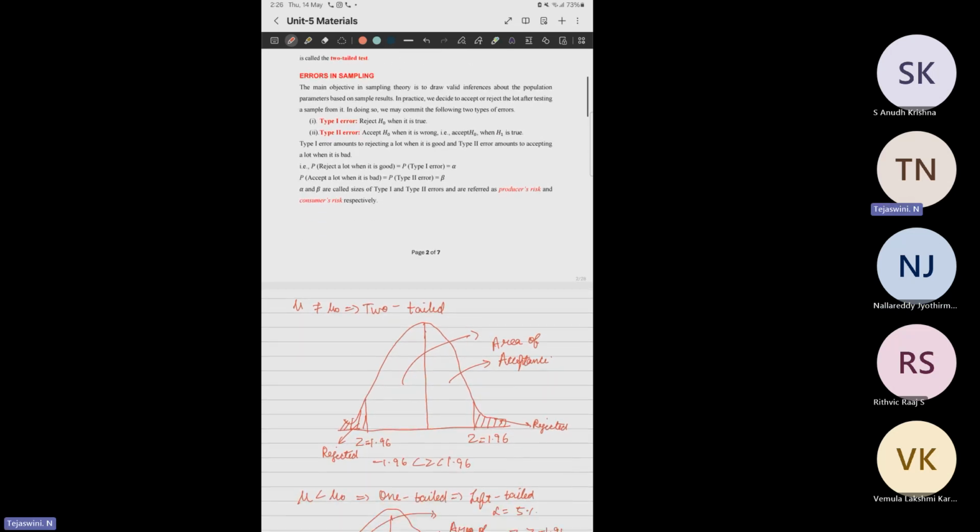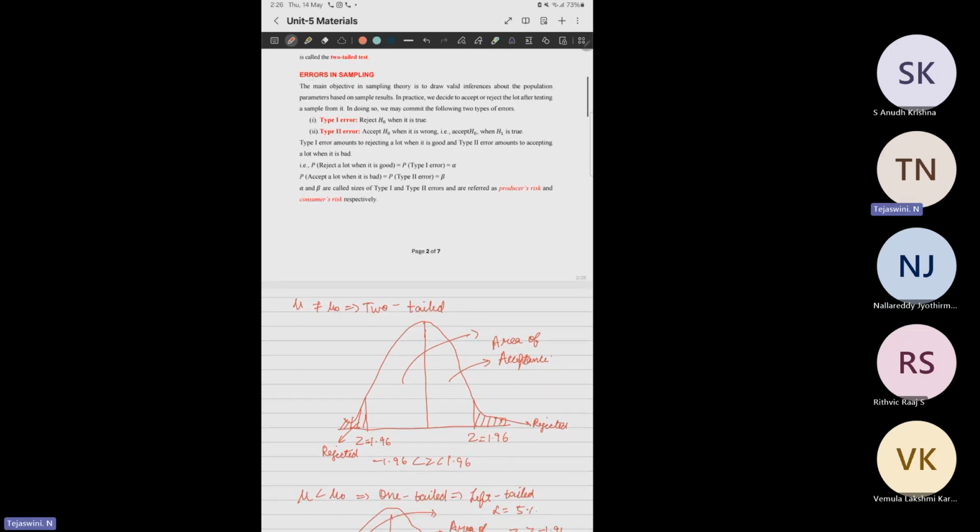Okay. So basically, what is errors in sampling? Errors are like, we assume something and then we just work on the data set. Almost all the times it will be correct, but sometimes it can be incorrect. For example, h naught may not be true, but we will accept h naught according to the data we get. Otherwise h naught might be true, but we have to reject h naught according to the data we get. So that is called errors.